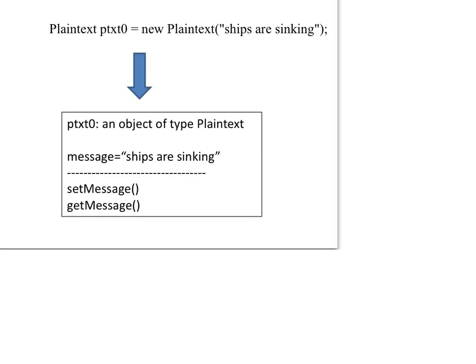so here's a line that I'm executing. This line creates an object of the class plain text, and once you execute this instruction, it creates an instance in the memory. So it means that it is creating an object, and this object will have an existence in the memory. By an existence, I mean the variable message will be allocated space in the memory, and it will be assigned this value, shifts are syncing, and it will also contain the definition of set message and get message.